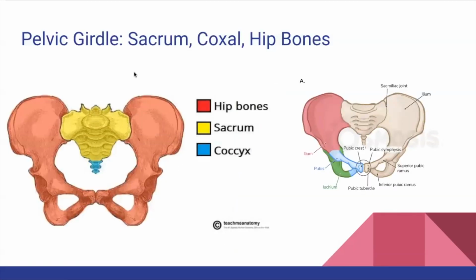Next is your pelvic girdle, which is the sacrum, coxal, and your hip bones, and is color-coded here. These are your hip bones, with an S because there are 3 parts to it, even though it looks like it's one bone. And this is your sacrum and your coccyx. Here you can see the 3 parts of your hip bones. This is the ilium, it's the big part. And then the ischium, posterior and also inferior. And then your pubis is easy to remember because it's near your pubic region.